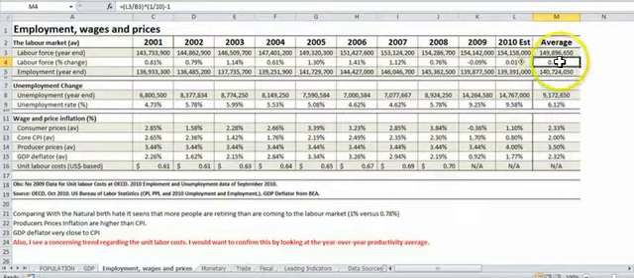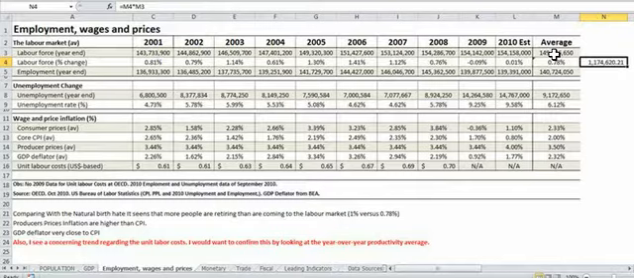So, for example, let's look at the average. The average labor force is, call it, 150 million people in the United States, and the average growth in the labor force is 0.78. So what I can do is take 0.78 and multiply it by the labor force, and I get 1,174,620 workers. That's for an entire year.